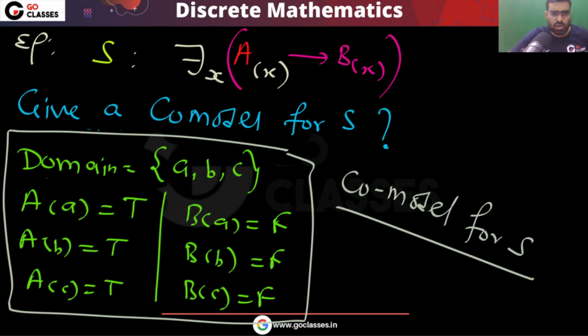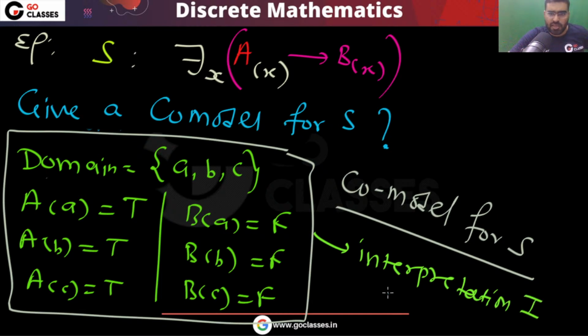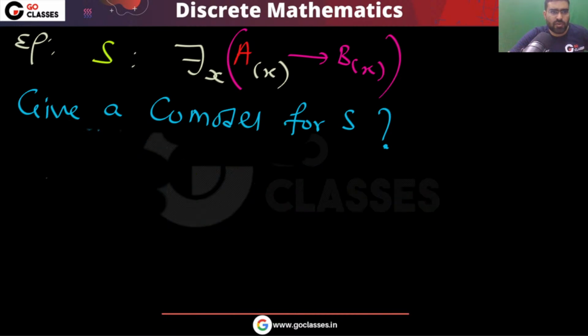In this interpretation also, let's call it interpretation I, what will happen? The S in I will be false. So you can see this is a co-model for S. Okay, clear? So like this you can do. Now, can you give me a model for S? Simple question.